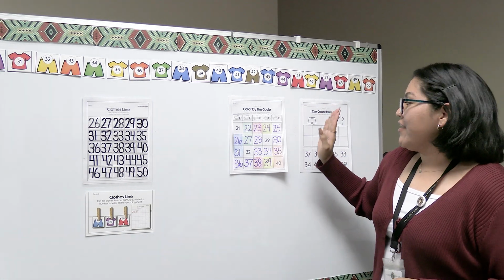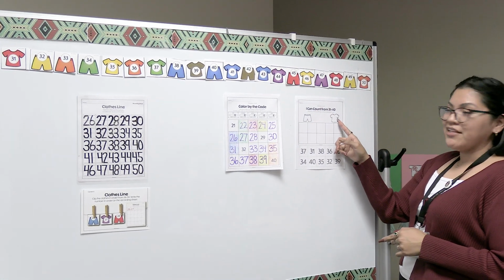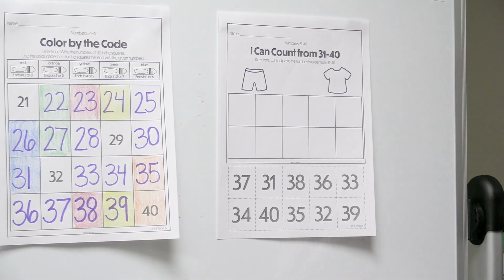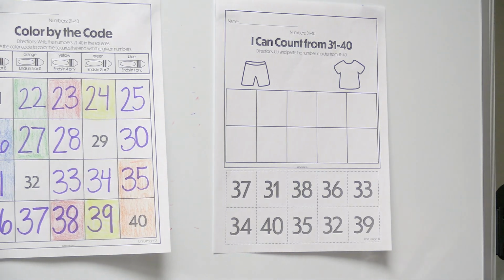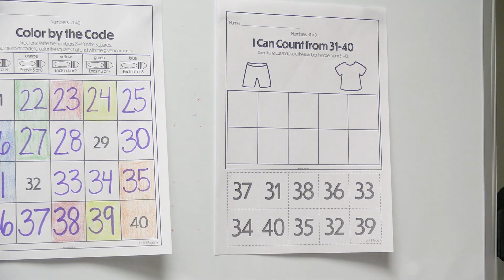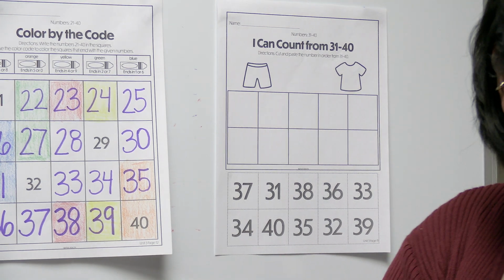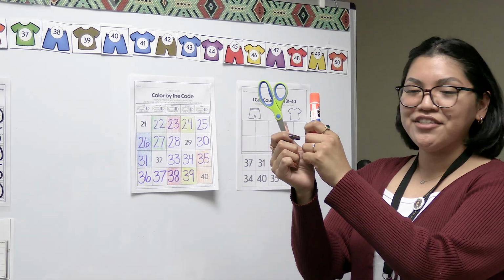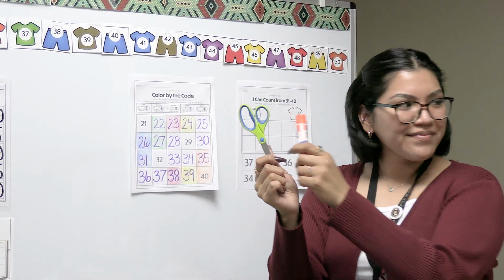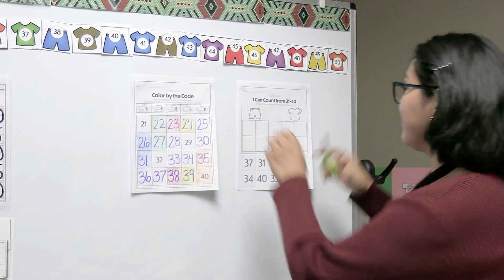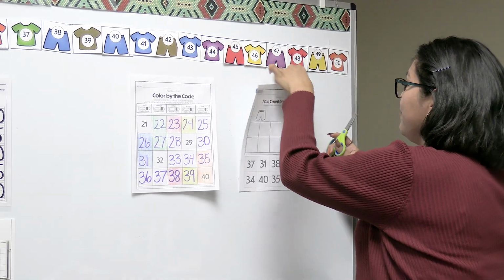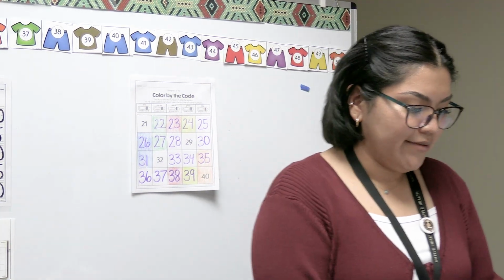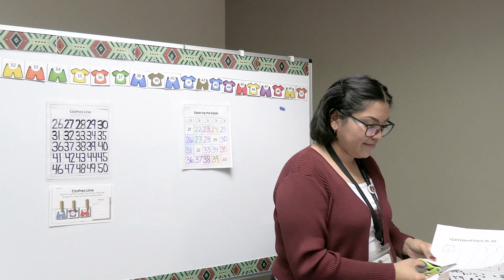Okay, so now that we did that one together, we can go and look at this worksheet that says I can count from 31 to 40. And the directions say cut and paste the numbers in order from 31 to 40. Okay, so we'll be needing our scissors and our glue stick. So everyone have your scissors and your glue stick out? Okay, so I'm going to take them off the board, and we're just going to cut off the numbers at the bottom. So cut on the dotted line.